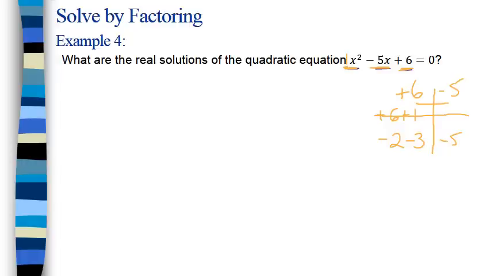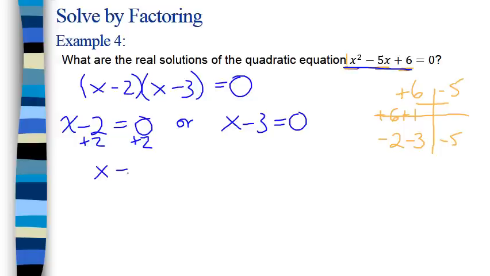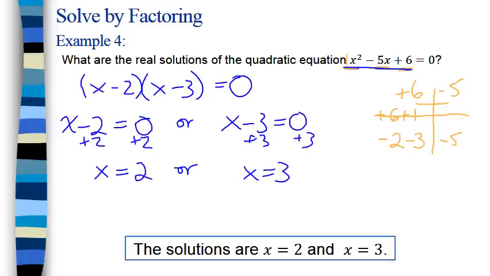So that means we can factor this trinomial into x minus 2 times x minus 3 equals 0, which means that either x minus 2 equals 0 or x minus 3 equals 0. And using our inverse operations to solve the equation, x equals 2, or add 3 to both sides, x equals 3. Therefore, x equals 2 and x equals 3 are solutions to this quadratic.